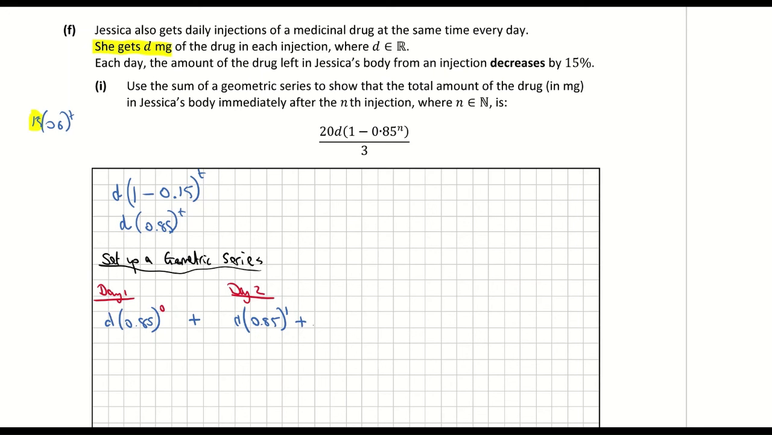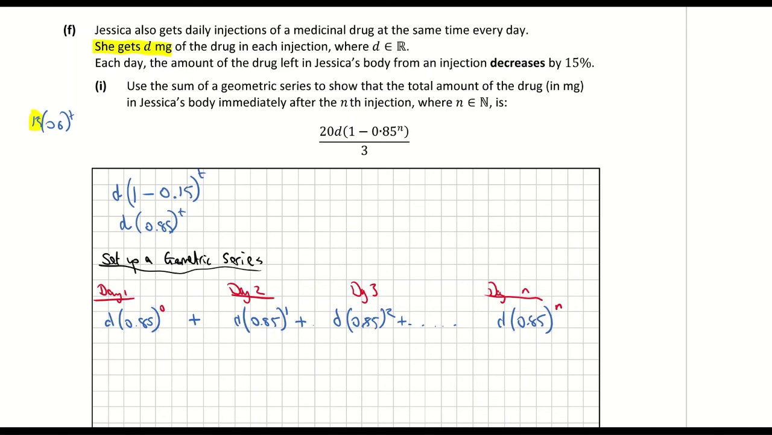and so on and so on. So let's do out 1 or 2 more. So day 3, 0.85 to the power of 2, and so on and so on, up until maybe, let's call it day n, because the question is talking about the nth day. So that's going to be d times 0.85 to the power of n.